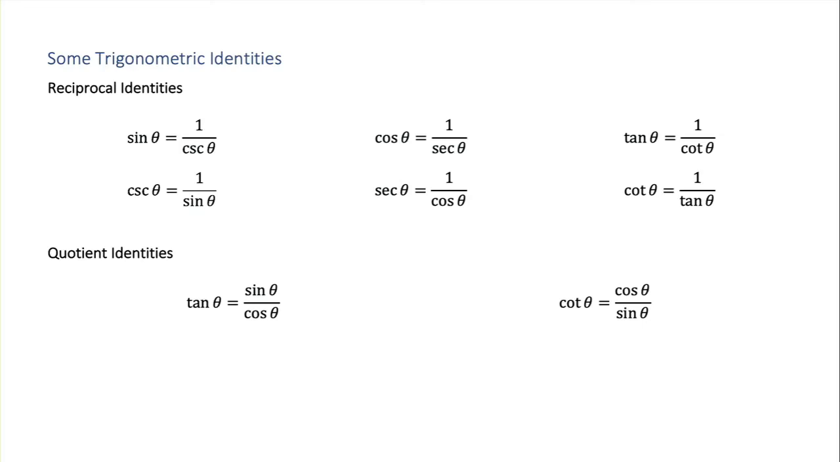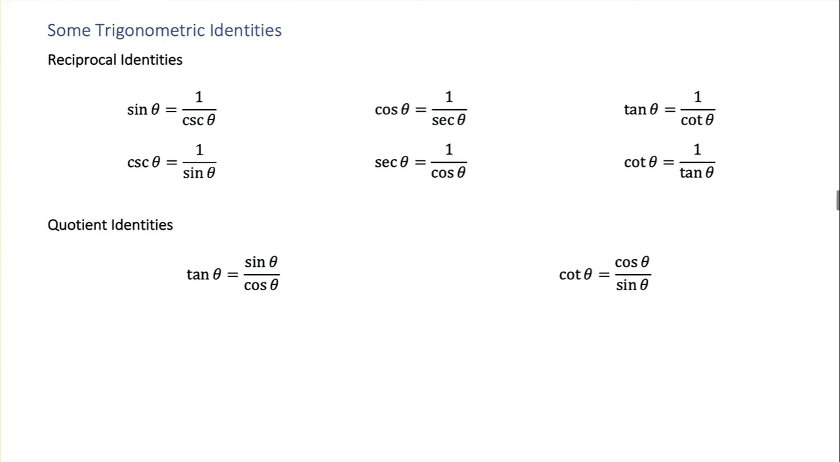Because our trigonometric functions all come from triangles, and there are only three sides of a triangle, and we have the Pythagorean theorem, we actually have a lot of identities, things that connect our functions.